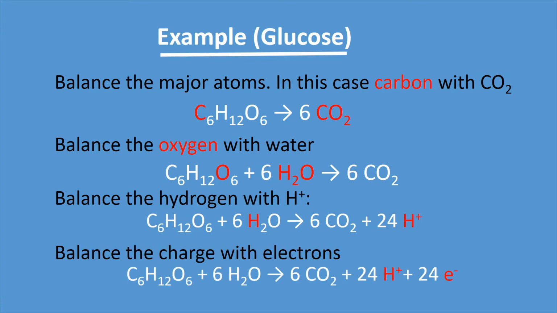Step 4. Balance the charge with electrons. 24 electrons will balance 24 protons. Note that the charge in all atoms is balanced. This is the balanced half reaction. It is an oxidation reaction. Note that electrons are produced, or removed, from the substrate, glucose. For this reaction to occur, it must be balanced by a second half reaction. It contains a reactant that is called the hydrogen acceptor or electron acceptor.